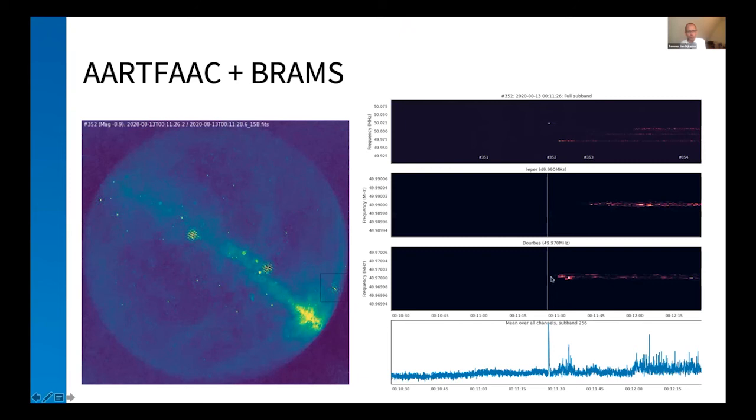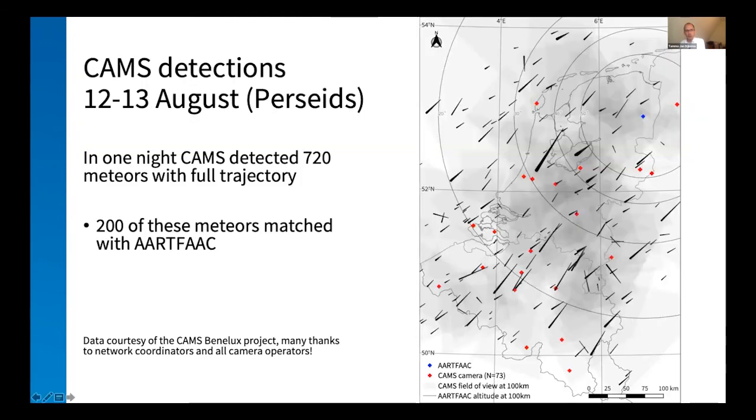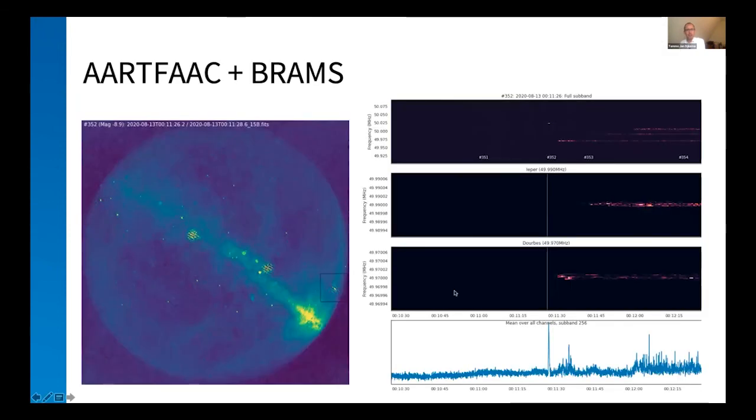Also, I mentioned the BRAMS project already. Here's a very nice overdense BRAMS reflection. And a head echo, I think, but that was at a different frequency, so that's not from the BRAMS radar. And unsurprisingly, the meteors which had BRAMS reflections were all quite low in the south, which you can see on this map. BRAMS is, I didn't draw it, it's here and here, and we are here, so those matches were all around this area.